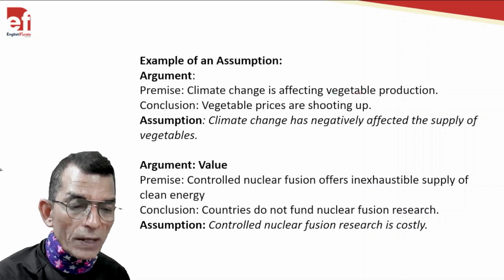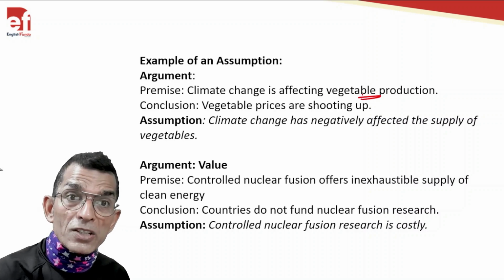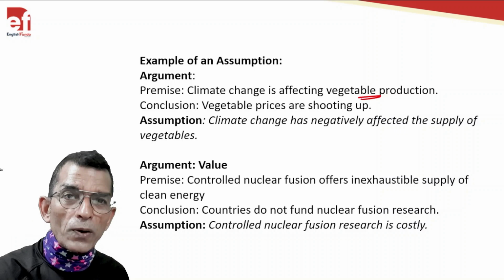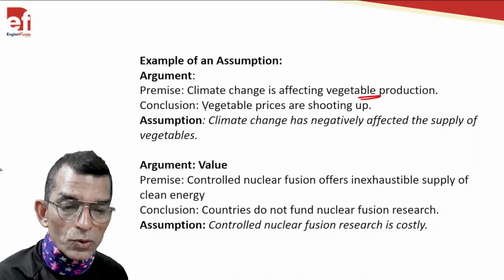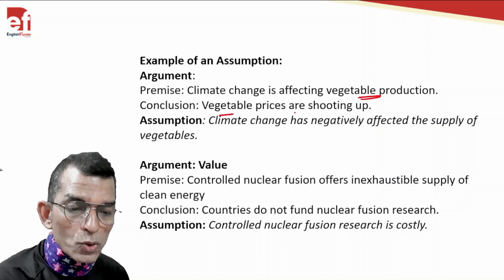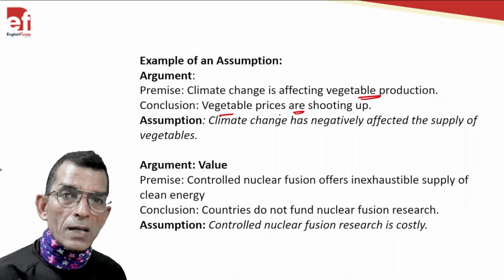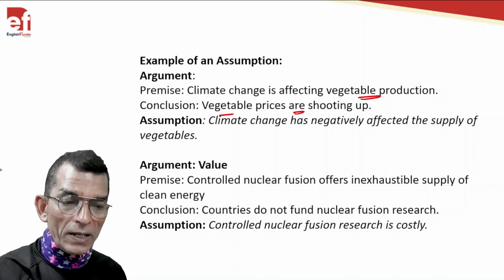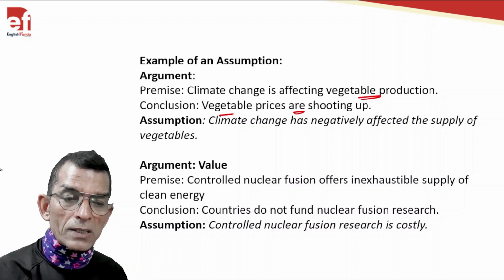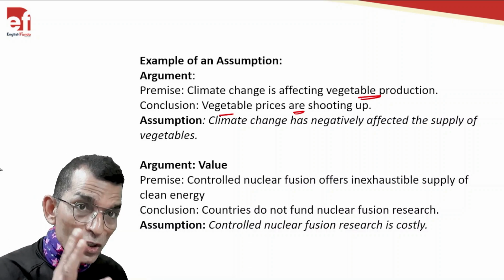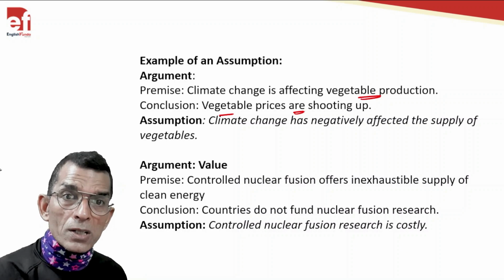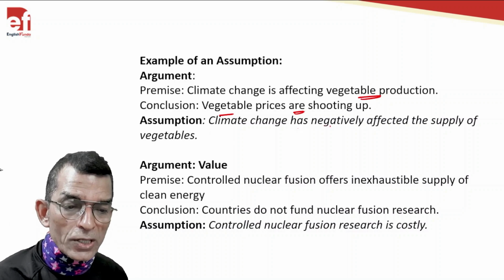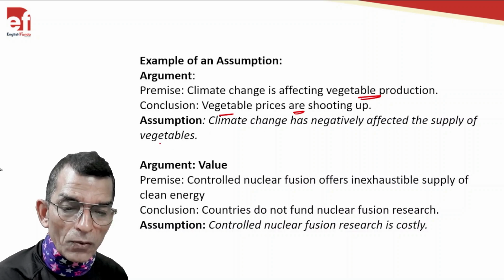Climate change is affecting vegetable production. For the good or for the bad, we do not know. Let's read the conclusion. Vegetable prices are shooting up. So what is the connection? Climate change is affecting vegetable production and vegetable prices are shooting up. So what is climate change doing? It is leading to a short supply of vegetables. Only then will the prices go up. So climate change has negatively affected the supply of vegetables.